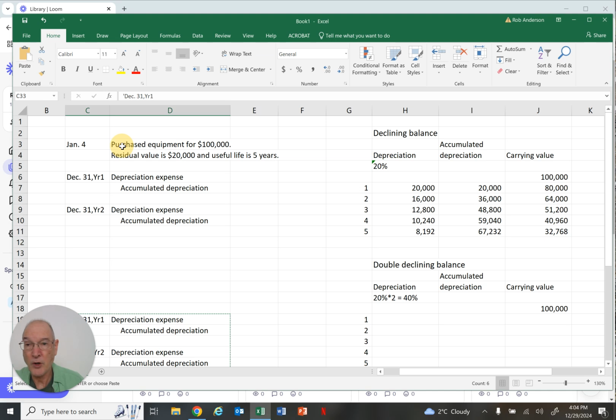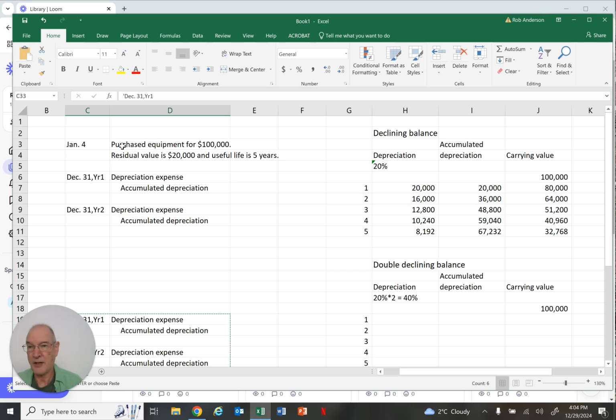On January 4, we purchased equipment for $100,000. The residual value is $20,000. And the useful life is 5 years. Now, perhaps the most important thing you would need to remember about the declining balance method is that we treat residual value differently. We do not deduct residual value at the beginning of our calculations.